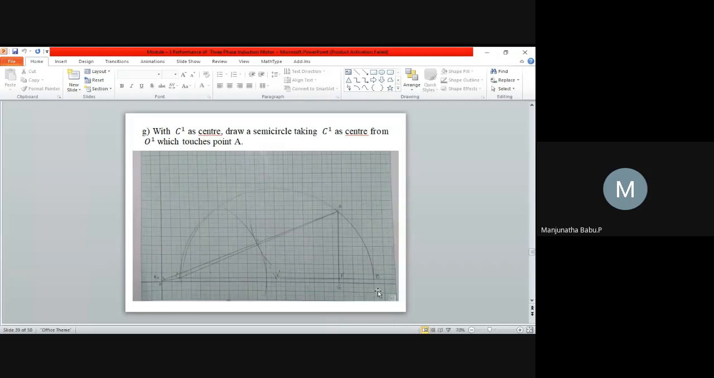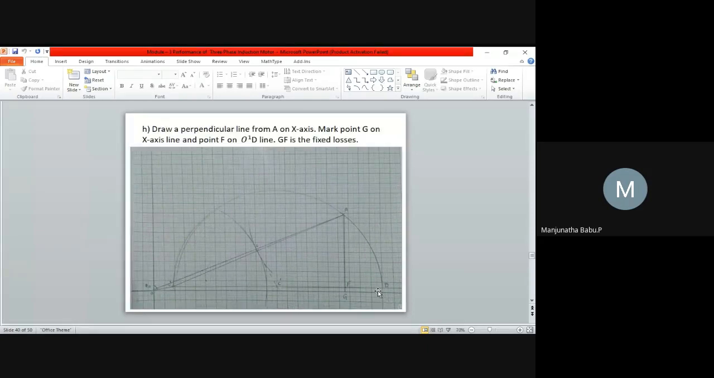Now if you have completed, I'll go for the next step. Now draw a perpendicular line from A to the x-axis. Mark the point as G on the x-axis and F on the horizontal line above the x-axis. Where the circle ends towards the right on the horizontal line, mark that as point D. Got it? Yes, sir. One second, sir.